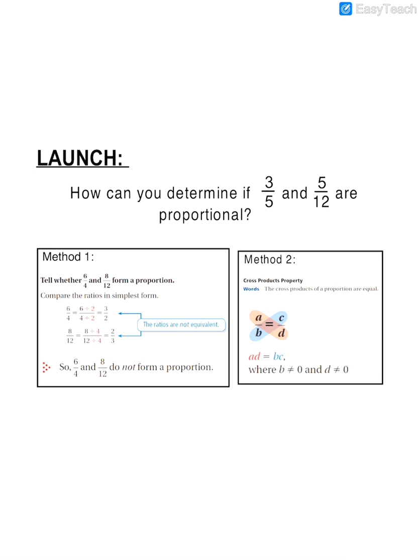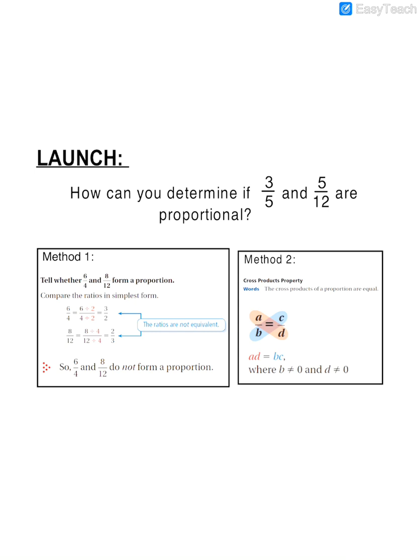How can you determine if 3/5 and 5/12 are proportional? Well, there are 2 methods. So method 1 is to compare the ratios in simplest form. So if I look at 3/5 and 5/12, both of them are already in simplest form. And because they're not equivalent, I know that there's no way they can be proportional.